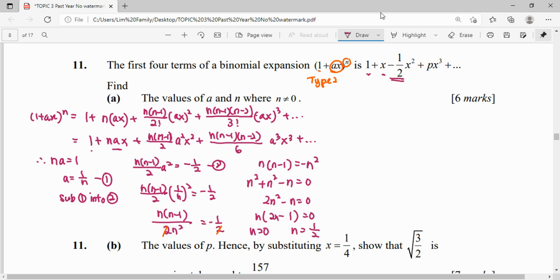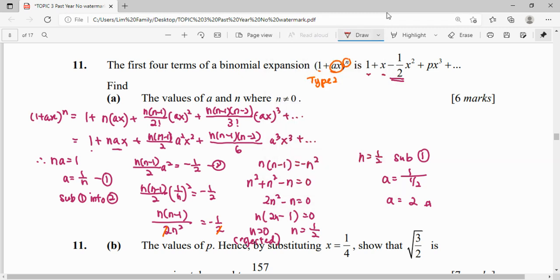Since n is the power, this n equals to 0 will be rejected, because when we power 0, we'll get 1. We won't have any expansion here. So when we get n equals to 1 over 2, we will substitute back into the first equation in order to find out what is our a. So our a will equal to 2.